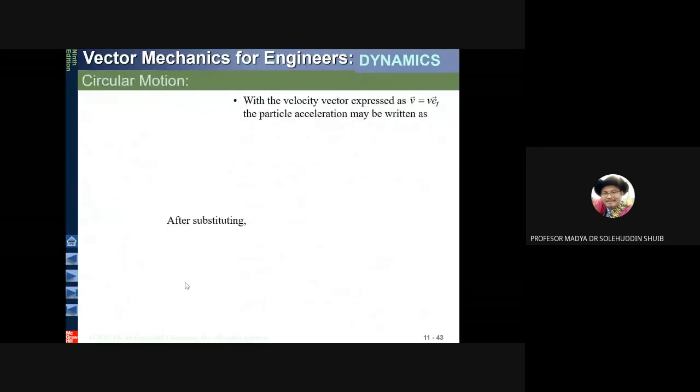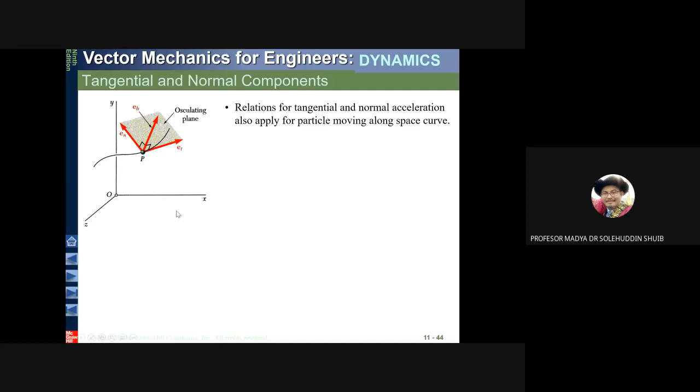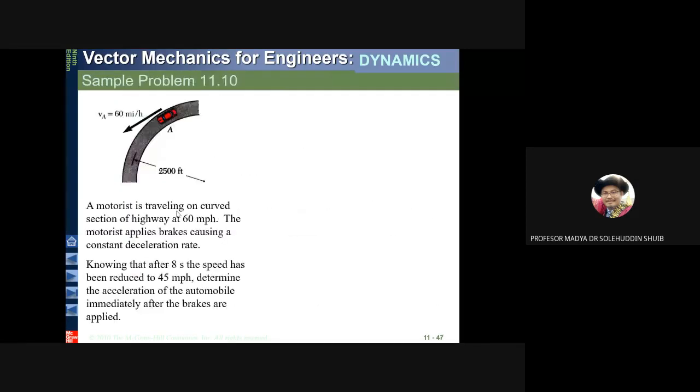Refer to your note. Example 11.10. In this problem, we have to find what will be the acceleration of the automobile immediately after the brake has been applied.